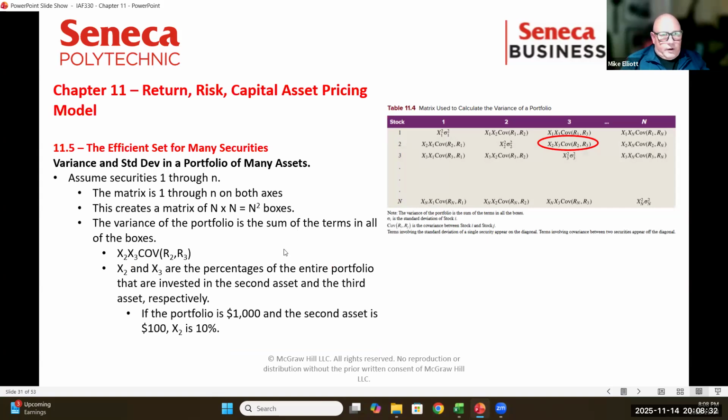So the variance of the portfolio is the sum of all the terms in all the boxes. If X2 and X3 are the percentage of the entire portfolio that are invested in the second and third asset respectively, then the covariance of the second and third assets is going to tell you how they react to each other. Specifically, if the portfolio is $1,000 and the second asset's $100, X2 is 10%. Now we're getting somewhere.